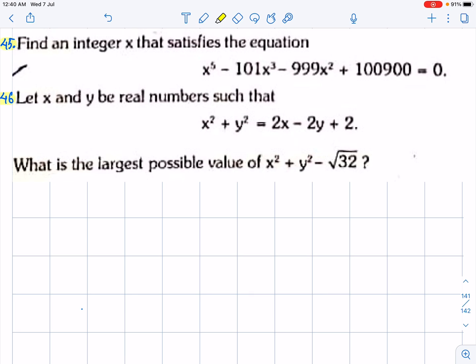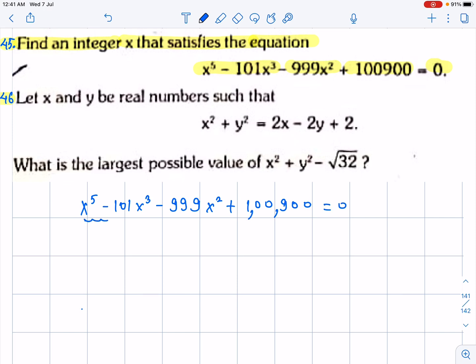45th and 46th question. Find an integer x that satisfies the equation x power 5 minus 101 x cube minus 999 x square plus 1,000,900 is equal to 0. To solve this question, I will factorize the quintic polynomial written over here, that is x power 5 minus 101 x power 3 minus 999 x square plus 1,000,900 is equal to 0.